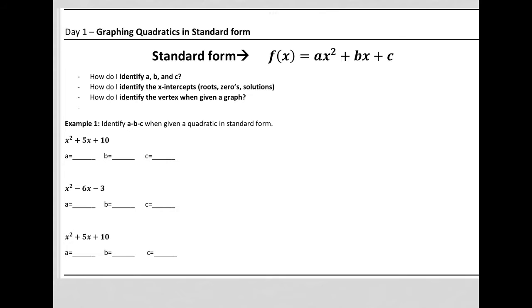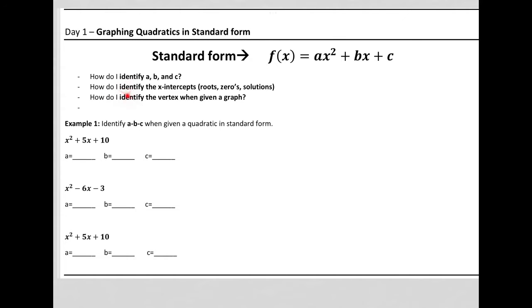All right, so today we're talking about graphing quadratics in standard form. Standard form is ax squared plus bx plus c. I'll tell you what that means here in just a second. So what are we learning? We're learning how to identify the a, the b, and the c of a quadratic.